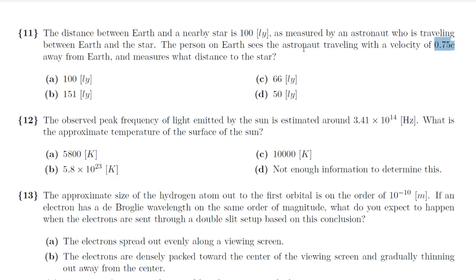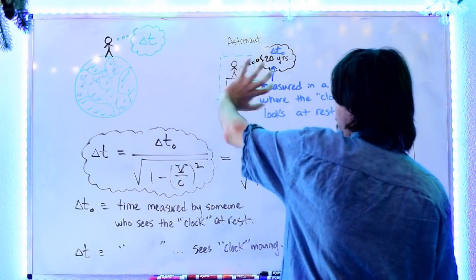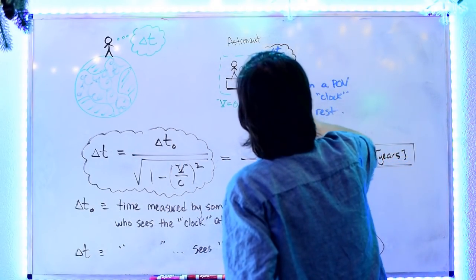The person on Earth sees the astronaut traveling with that velocity away from Earth and measures what distance to the star. I'm asking what the distance to the star from Earth is according to the person on Earth, not the astronaut. The 100 light years between Earth and the star is measured by the astronaut, not the person on Earth. In this setup, I'm going to have the same exact setup, I'm just going to erase the details about the time.